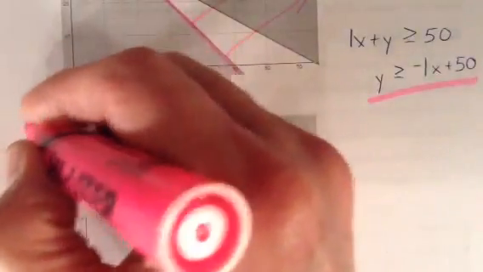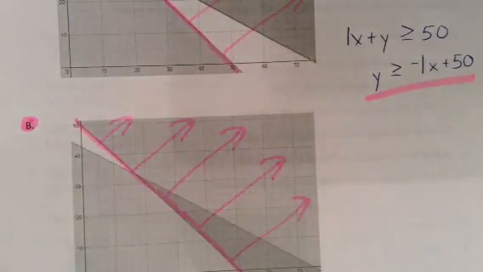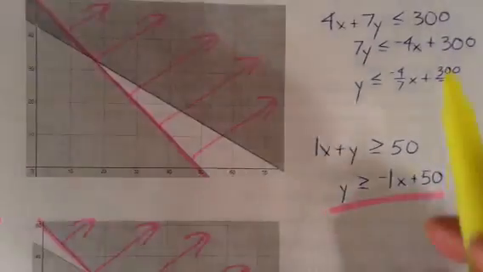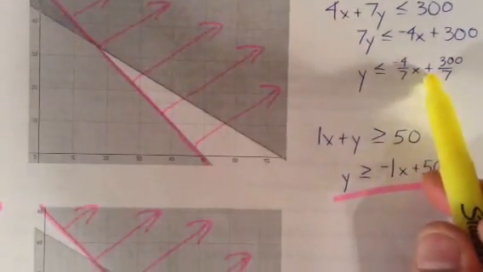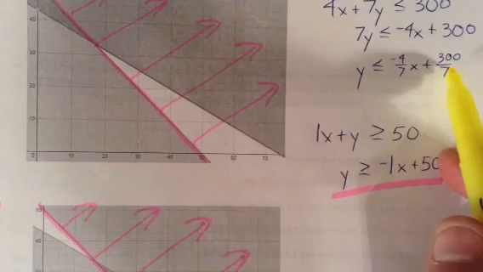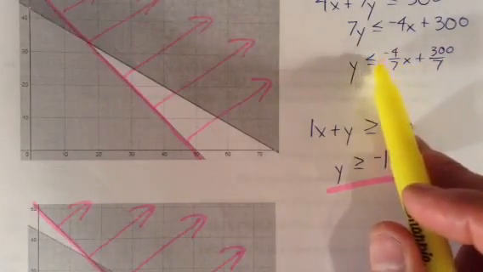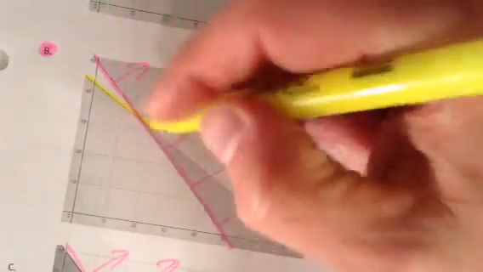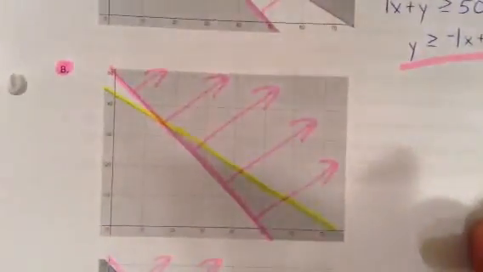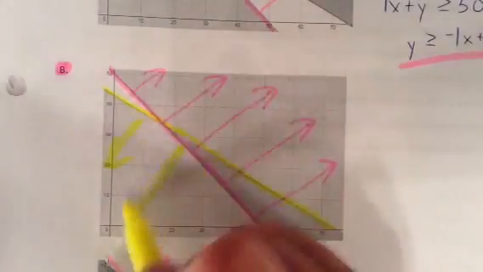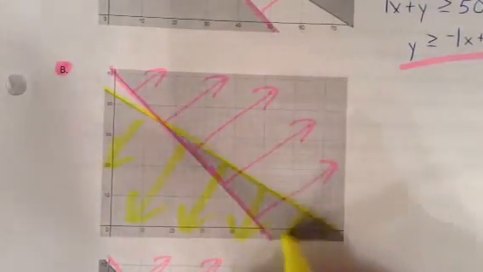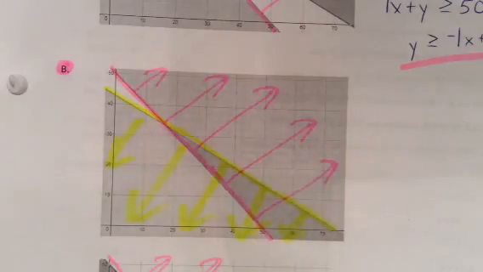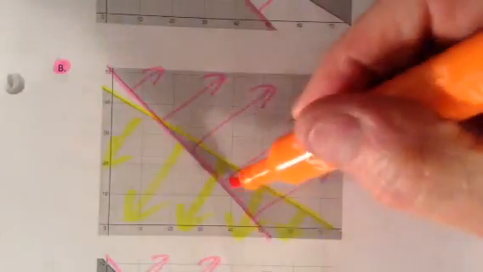Now let's just verify with the other inequality. The other inequality said that I had this and it was shading below. It was less than. So the other line that I'm going to highlight here in yellow said that I was shading below. If I shade below, do I have overlap? Yes, I do. I have overlap right here. See my yellow and pink. And that verifies that B is the answer.